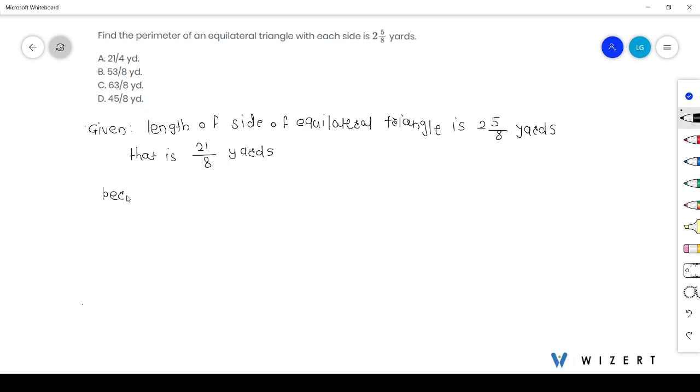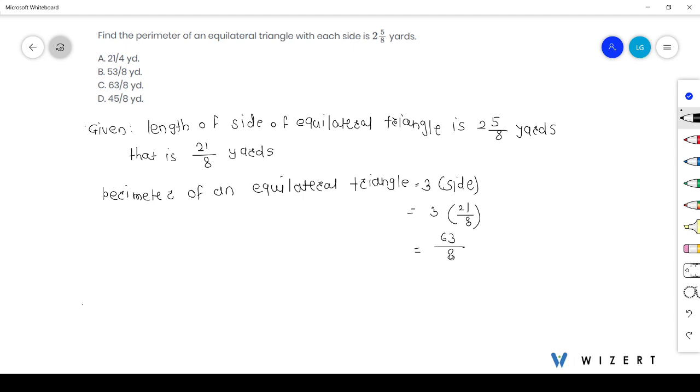We have to find the perimeter of an equilateral triangle. The perimeter of an equilateral triangle is 3 times its length of side. So here 3 into 21 by 8, that is 21 3s are 63 by 8.